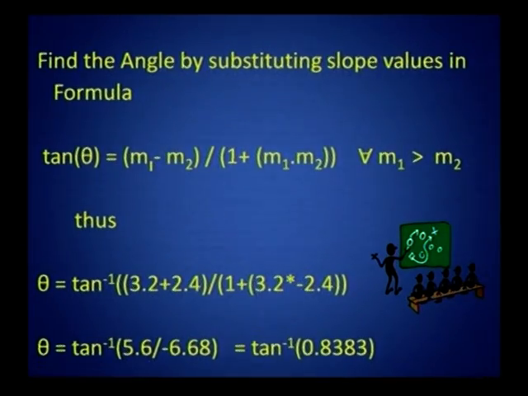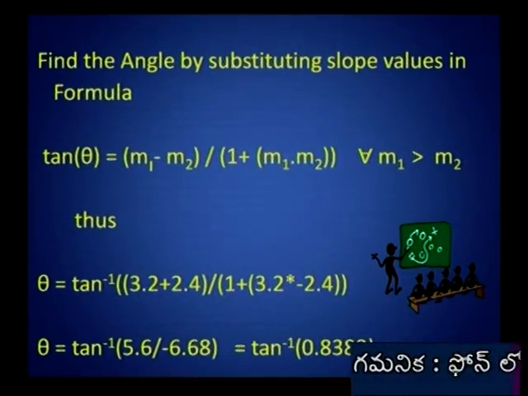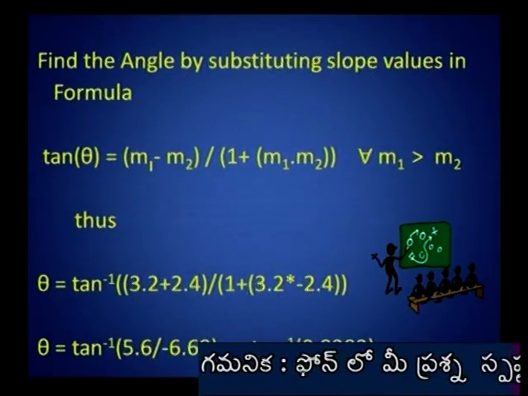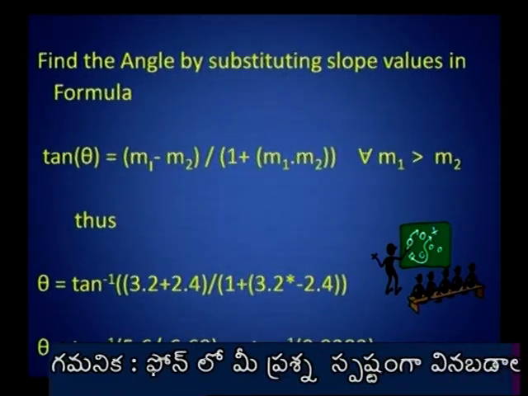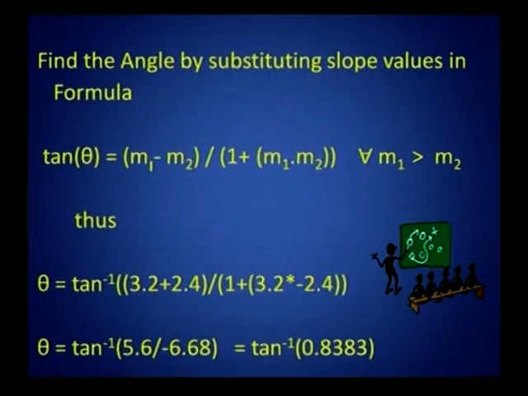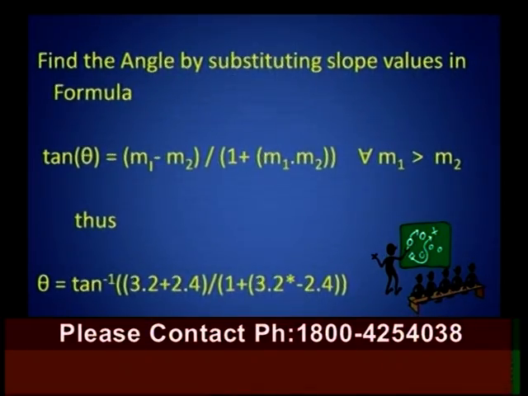So by substituting these m1 and m2 in the tan theta formula, that is mod m1 minus m2 by 1 plus m1 m2, we can find the angle. So theta is equal to tan inverse 0.8383. This is how we find the angle between these two curves.